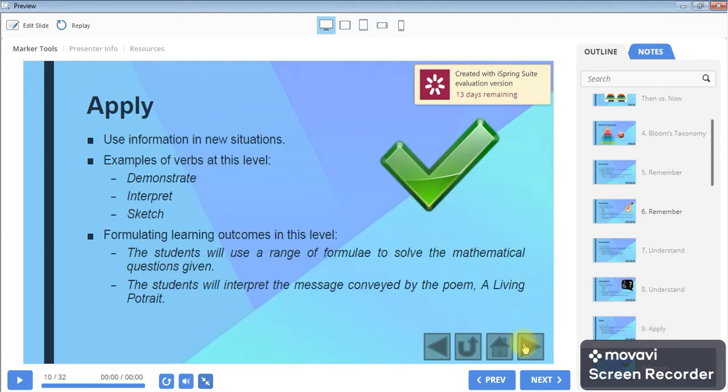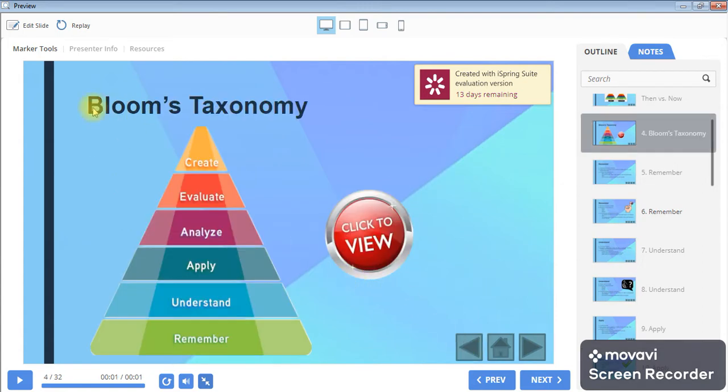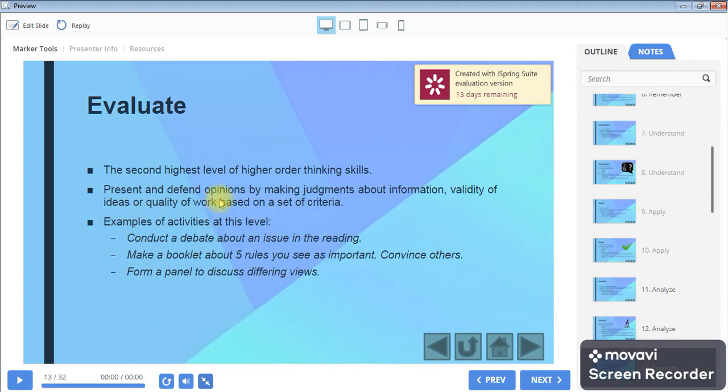Next. Some examples of verbs are such as demonstrate, interpret, and sketch. For formulating learning outcomes, we hereby provide you 2 examples of learning outcomes, which are the students will use a range of formulas to solve the mathematical questions given, and the students will interpret the message conveyed by the poem A Living Portrait. So now I will be clicking this button to go back to the figure again. Sorry, I accidentally clicked this.